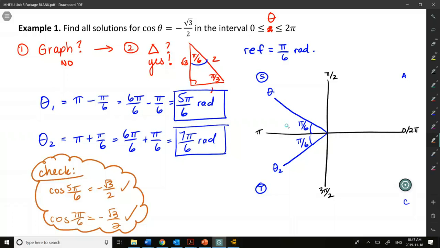Okay, we've done some solving stuff like this before in grade 11. The only difference now is we're doing it in radians.